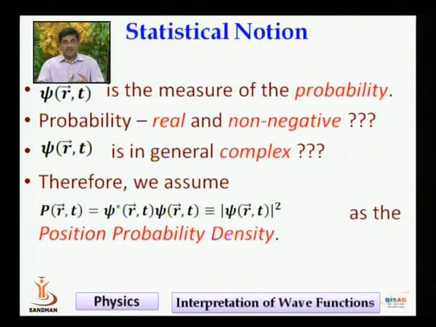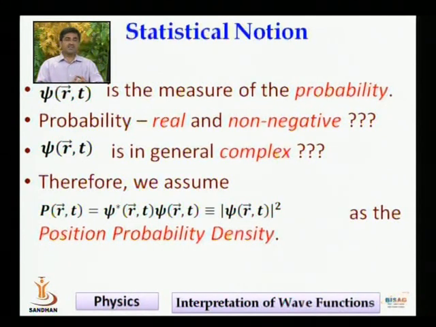Then the problem is that we say psi is the measure of probability, and we have already noticed that psi is mathematically complex in nature. Then how does this complex psi give us the probability?